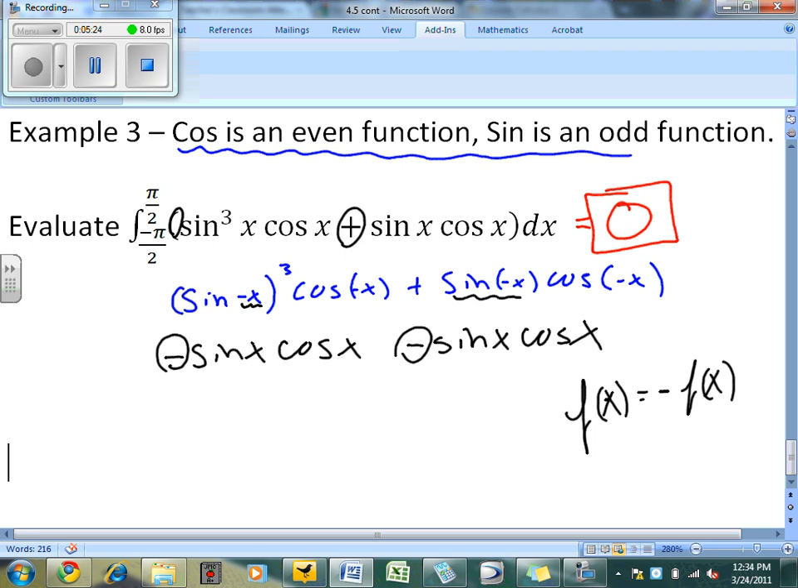So it turned out to be something pretty simple. That's another thing for you to look for that might make the life of taking integrals a little bit easier.